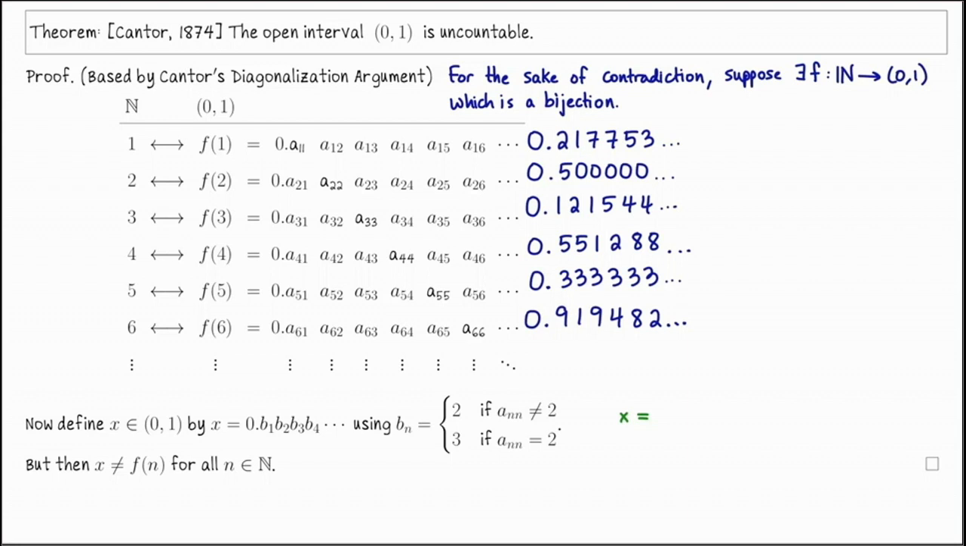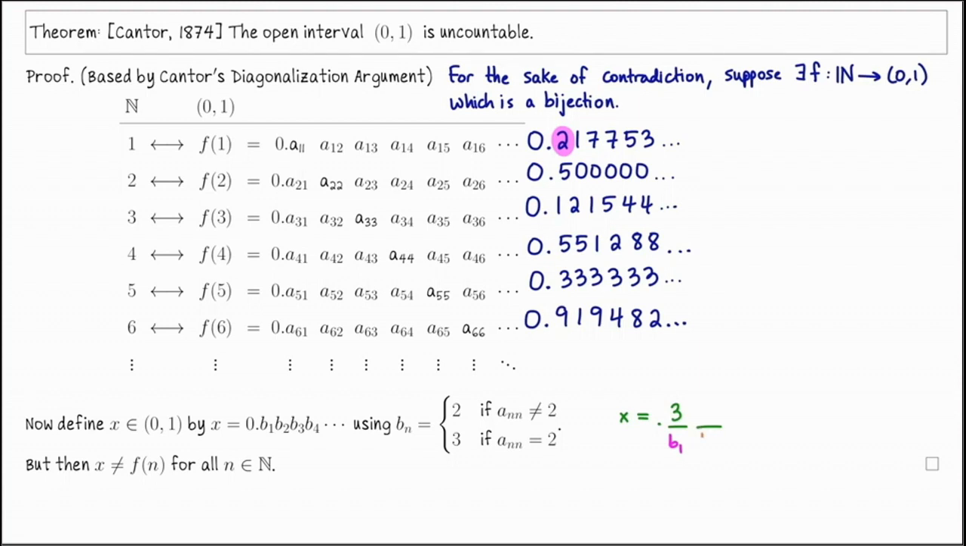Okay, so what is the first digit for x? B1. Well, what we're going to do is come to the first decimal digit in f of 1, figure out what it is. In this case, it's 2. And then come to our piecewise definition for each digit in x and figure out what the corresponding coordinate for x should be. Since A11 was 2, that means I need to come down to the second line here. The first digit in my decimal expansion for x must be 3.